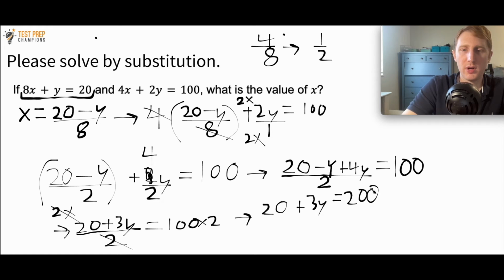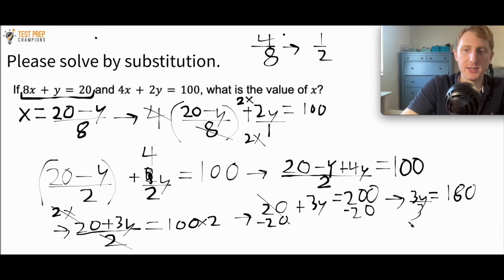Okay, so now what I want to do is subtract 20 from both sides. All right, so the 20s cancel out on the left, and on the right, here's what we get. We get 3y equals 180. So now what I want to do is divide by 3 on both sides. So if I divide by 3 on both sides, what I get is y equals 60. Okay, so we're almost done.